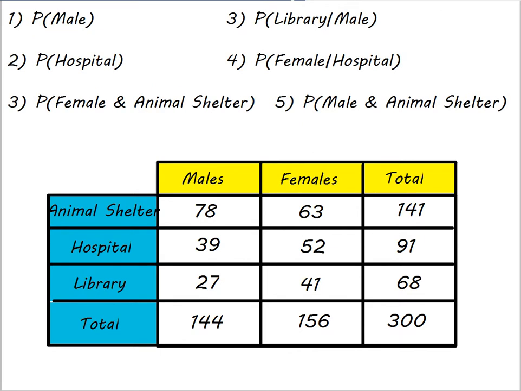So once more, let's just go through a couple more quick examples. First of all, what's the probability of picking a person that's male? Is that a joint probability, a marginal probability, or a conditional? That would be marginal since it's only talking about one category. So there are 144 males in this group out of all 300 people. What's the probability of working at the hospital? For this group anyway, 91 people work at the hospital out of all 300 people.